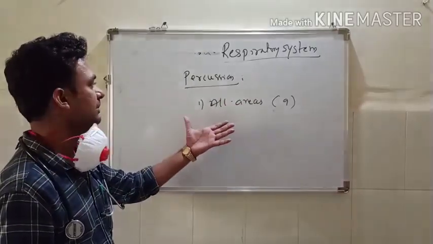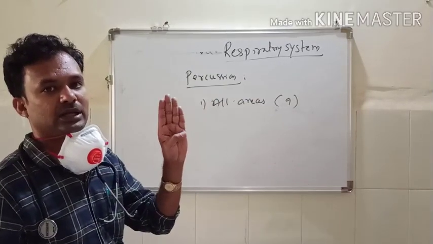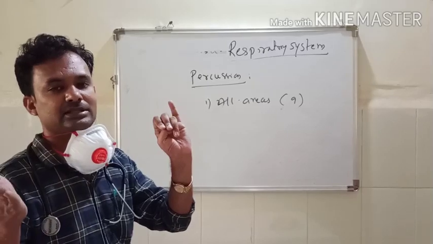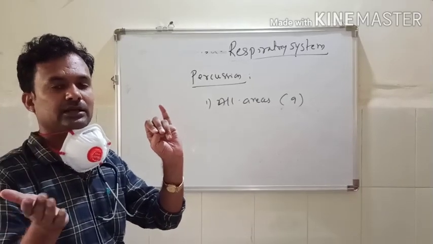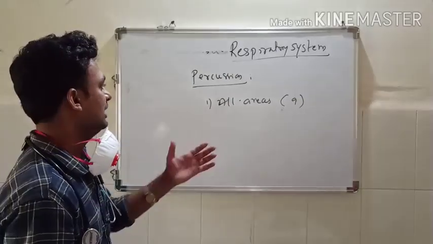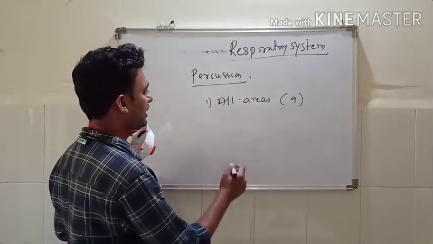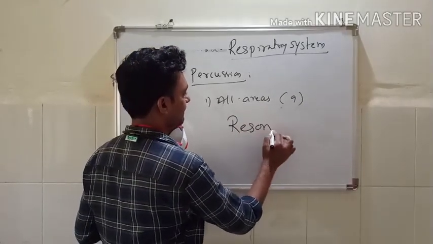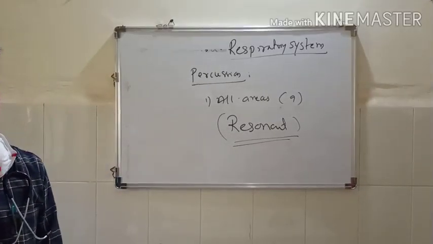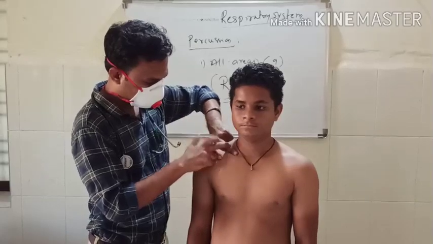Percussion of the respiratory system is done in all 9 areas that I mentioned again: supraclavicular, infraclavicular, mammary, inframammary, on the sideways axilla, infraaxilla, and on the back side suprascapular, interscapular and infrascapular. All the areas should be percussed. Usually the lung is resonant. So the percussion over the supraclavicular region is resonant.